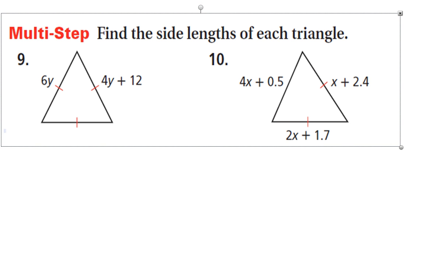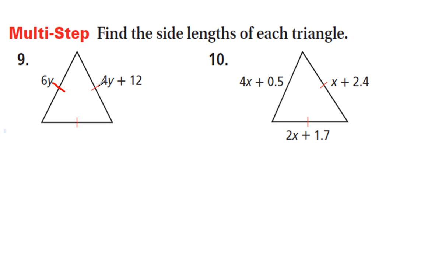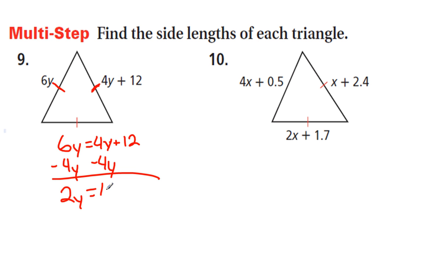what we see here is that this and this have one tick mark, which means they have to be the same, which means we can find y by simply saying 6y equals 4y plus 12. So y should be 6, but let's check it just to be sure. Get 2y equals 12. Even though it says 16. 12. So y does equal 6.